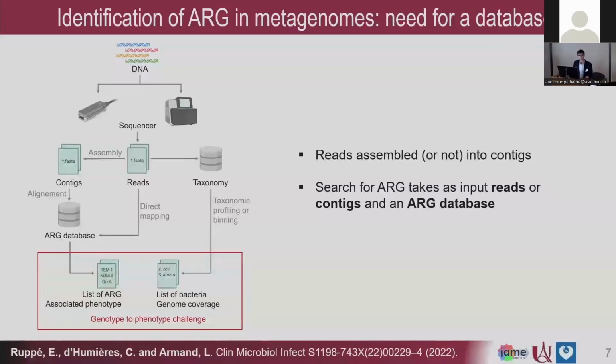So in metagenomics, but also in genomics, how can we identify antibiotic resistance genes, these ARGs? So we need two things. The first thing is provided by the sequencing machines. You have your DNA and you obtain reads, which are very small pieces of DNA. Then you can have two strategies: use raw reads directly, or you can try, like in a puzzle, to assemble them into bigger pieces of DNA that we call contigs. And this is your material.